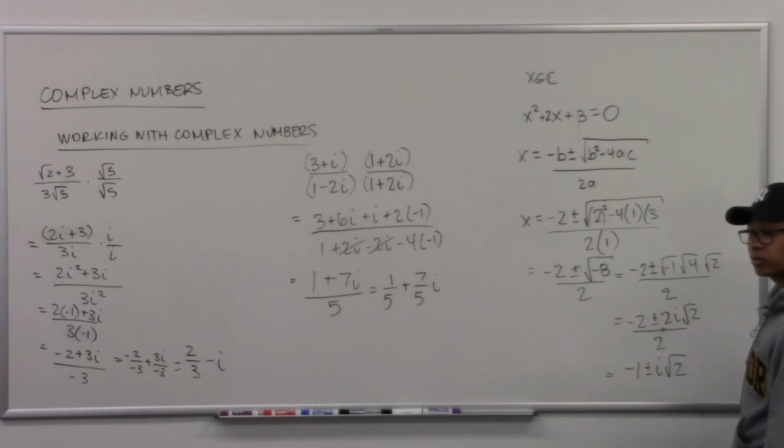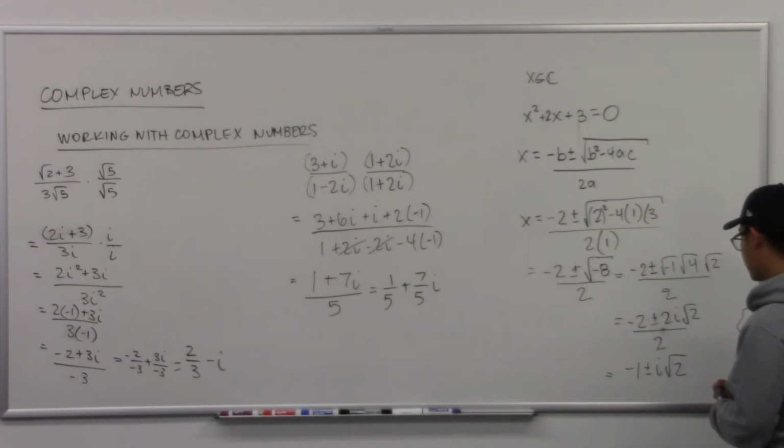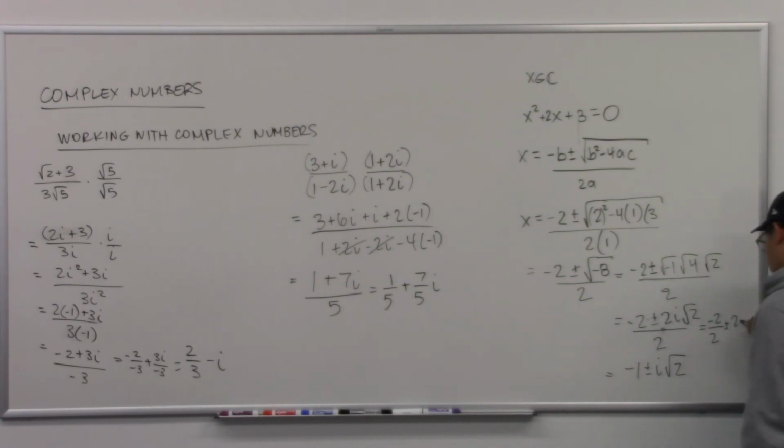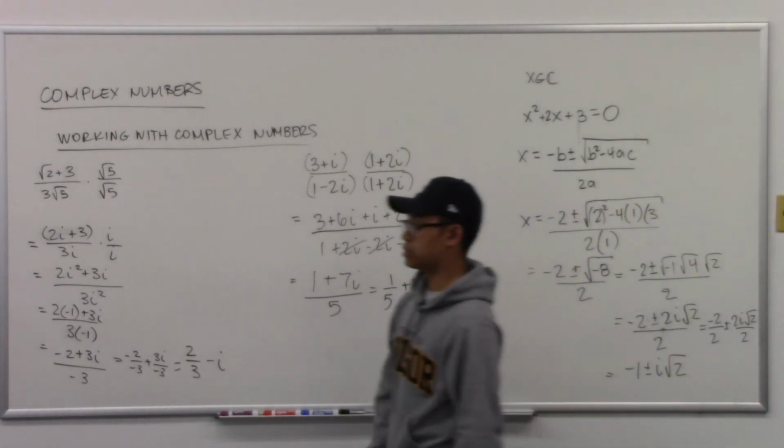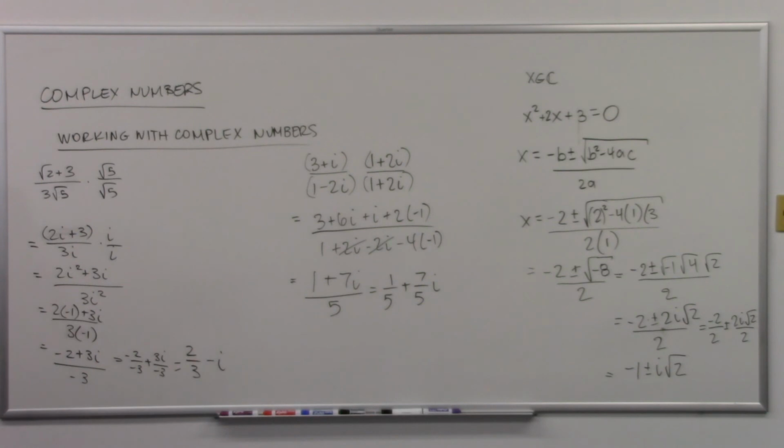Where? What 2? Here? Okay, so this is just simplifying from here to here, right? Because isn't this really this? So this and this reduces to this. This and this reduce to this. Okay. So that's complex numbers.